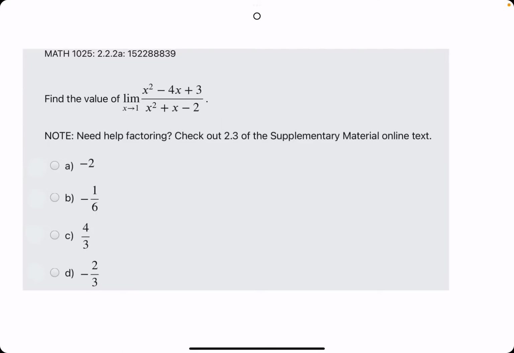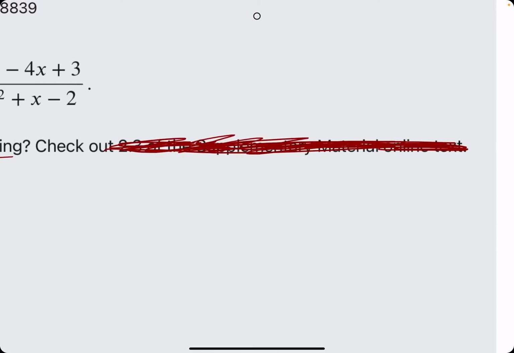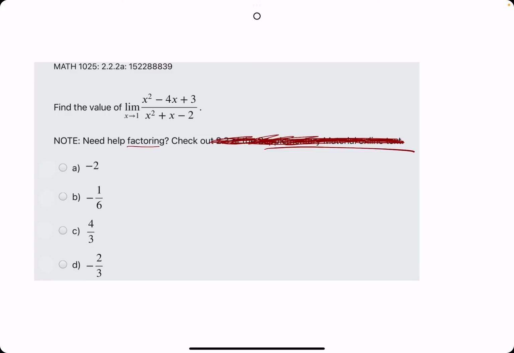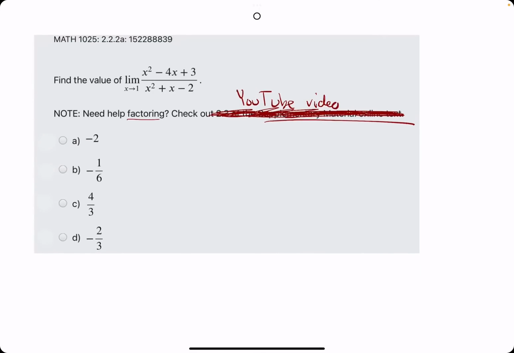Okay. Before we get into this problem, they say need help factoring, check out the linked material. I would definitely recommend knowing how to factor before we go into this. I'll talk through it a little bit, and I don't know if that material is any good, so I'd probably just say check out someone else's YouTube videos on how to factor. But all right, let's jump into it.